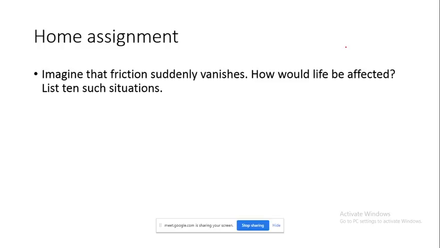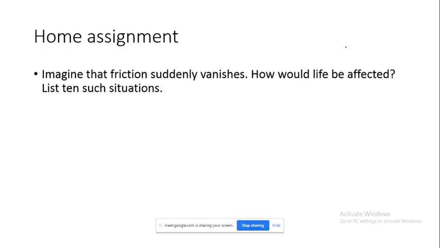Srishma, can you read this assignment question? Imagine that friction suddenly vanishes. How would life be affected? List 10 such situations. Yes. Will you be able to list some situations like that? Yes, ma'am. Okay, then give your answers through WhatsApp, okay? I'll check your answers.